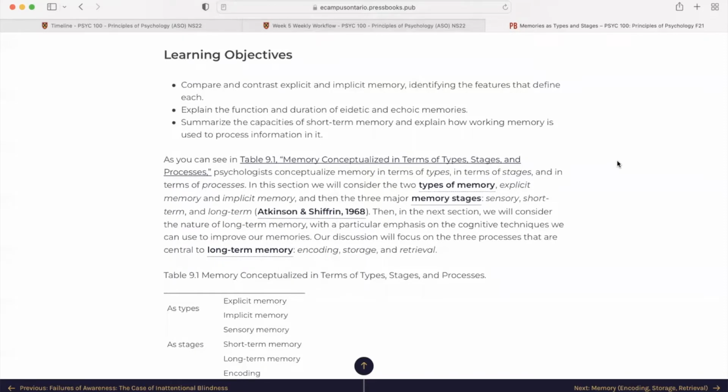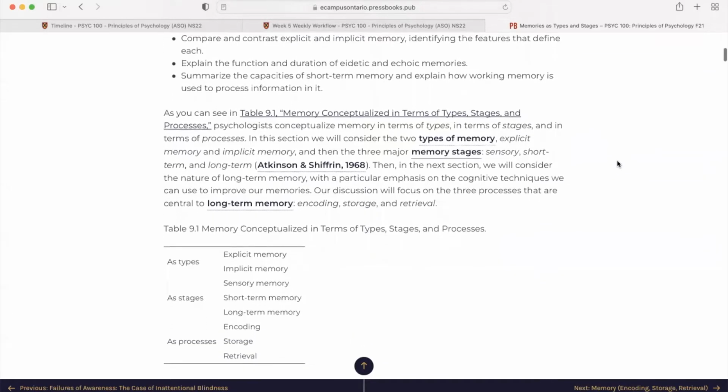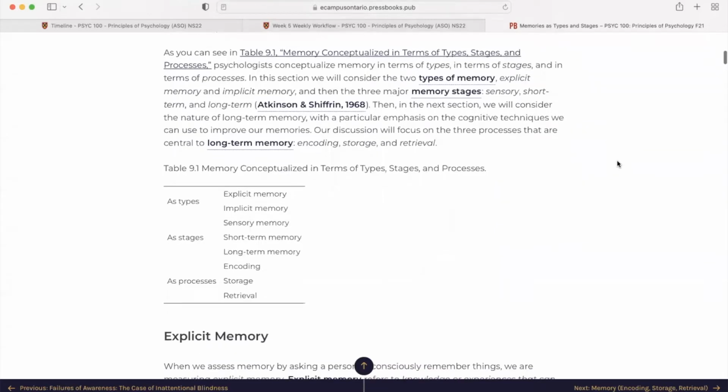As you can see, if you're watching this on YouTube, in Table 9.1, memory conceptualized in terms of types, stages, and processes. Psychologists conceptualize memory in terms of types, in terms of stages, and in terms of processes. In this section, we will consider the two types of memory, explicit memory and implicit memory, and then the three major memory stages, sensory, short-term, and long-term. Then, in the next section, we will consider the nature of long-term memory with a particular emphasis on the cognitive techniques we can use to improve our memories. Our discussion will focus on the three processes that are central to long-term memory: encoding, storage, and retrieval.